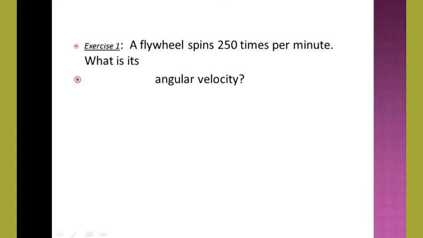So the first thing that we have to do is change a revolution into rad. We do it by multiplying this by 2 pi. One revolution is 2 pi, so multiplying by 2 pi, it will be 500 pi rad.